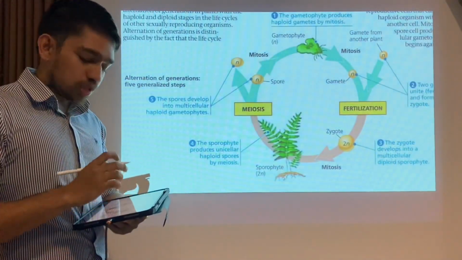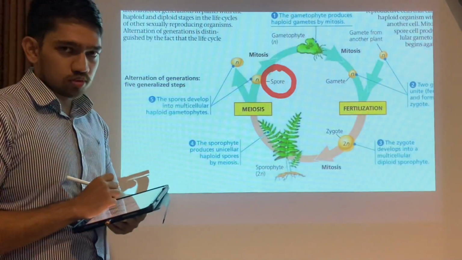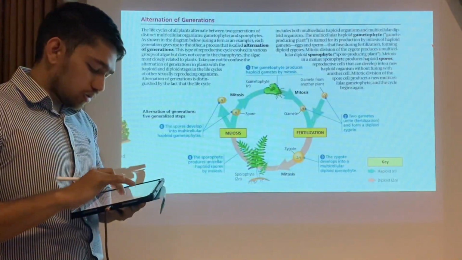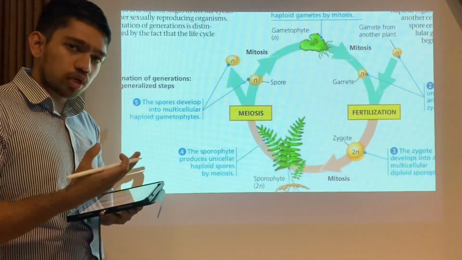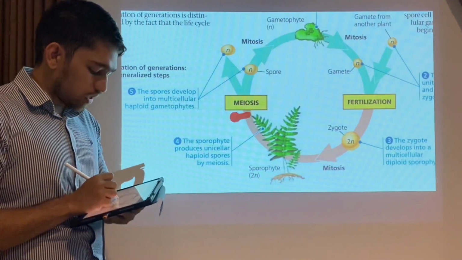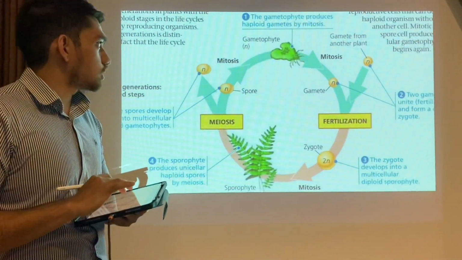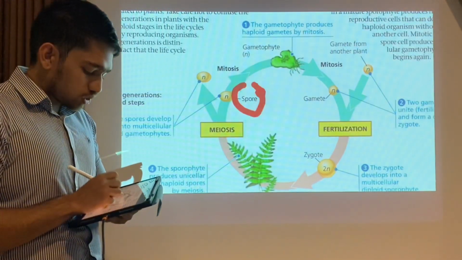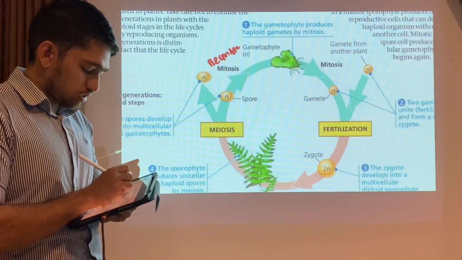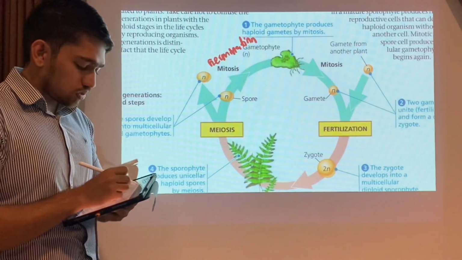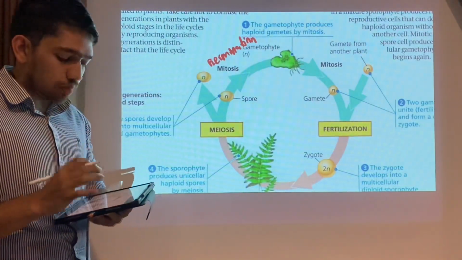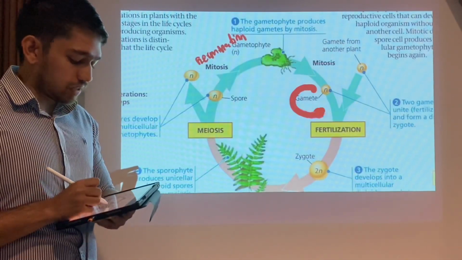So the sporophytic generation produces spores, which is the dispersal unit, right? And the spores are haploid. So in order to produce a haploid cell, the sporophyte will undergo meiotic cell division, right? Meiotic cell division. And these produced spores will undergo germination, that is indicated by this mitosis, right? Cell division, and will produce the next generation or the haploid generation, the gametophyte. Gametophyte is going to produce gametes.